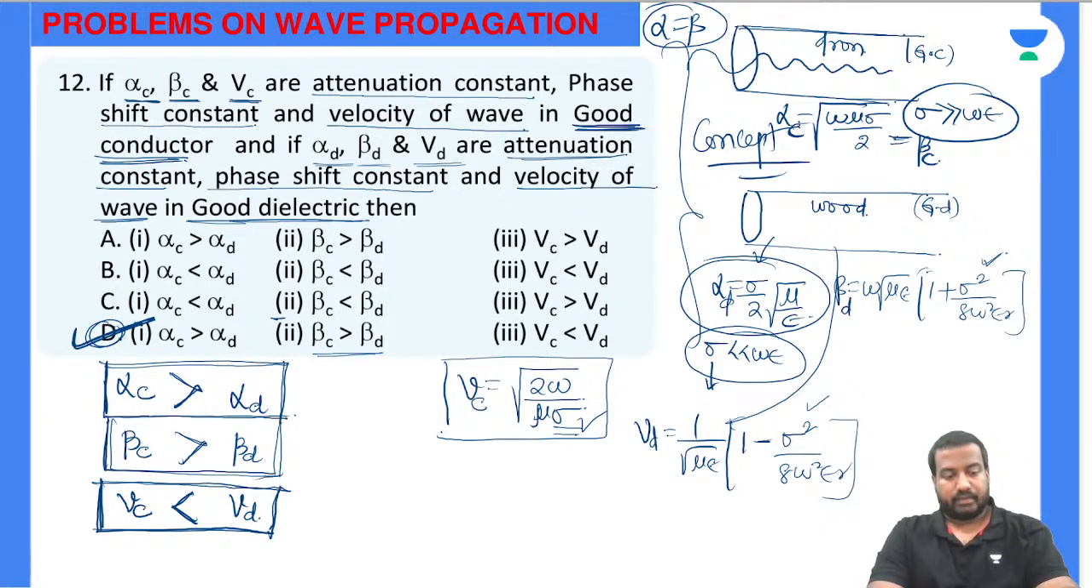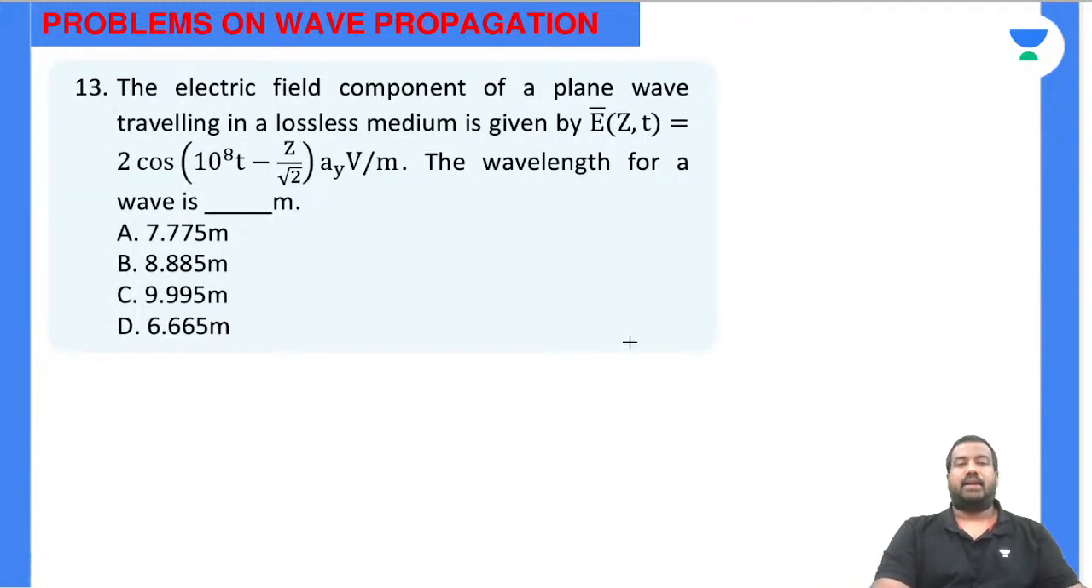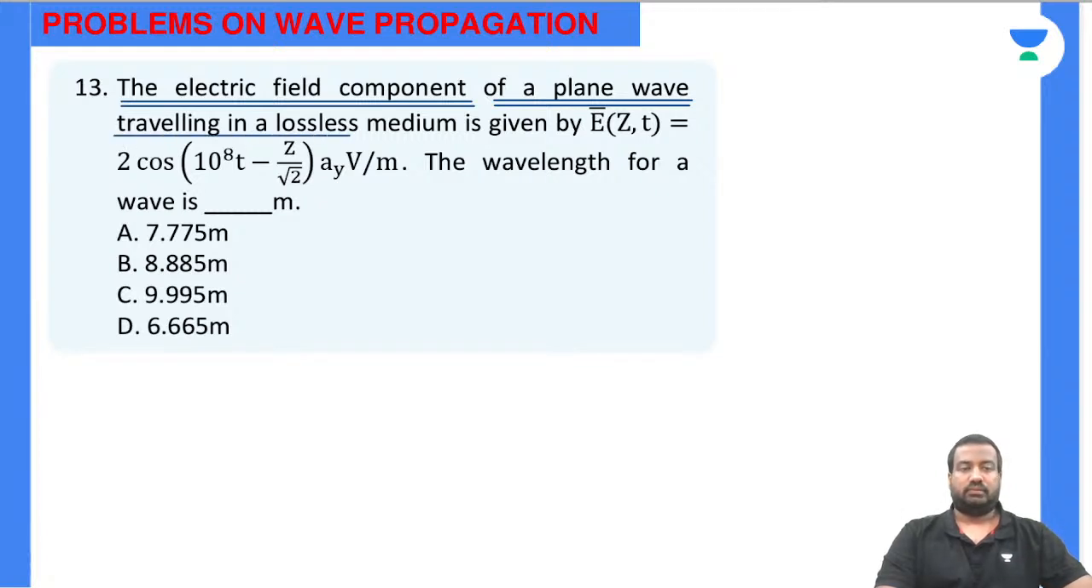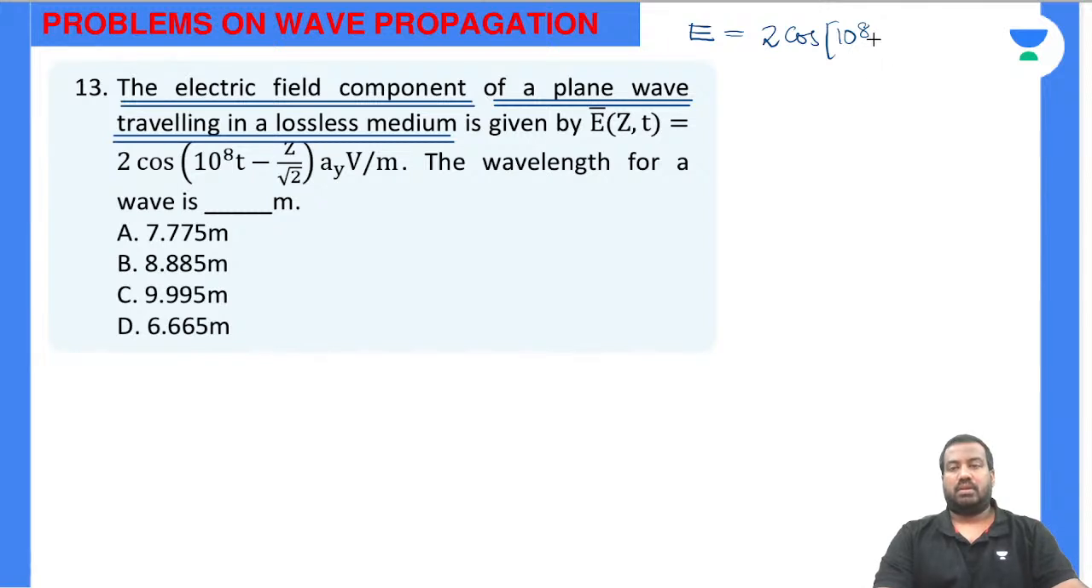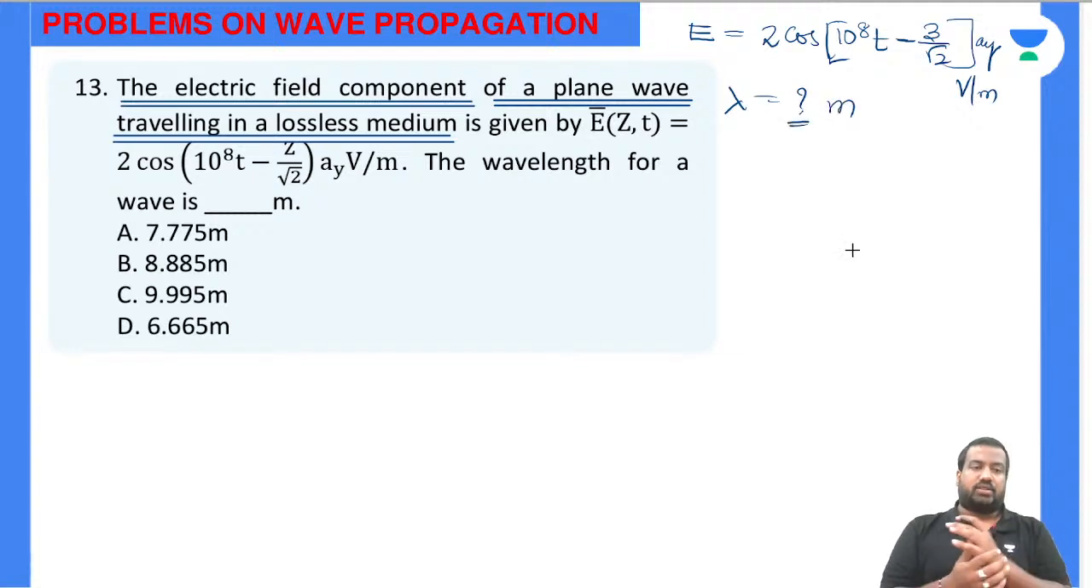Next question. Try to solve this. The electric field component of a plane wave traveling in a lossless medium is given by E is equal to 2 cos of (10 power 8 t minus z by root 2) into AY volt per meter. Wavelength is dash meter. Solve it.